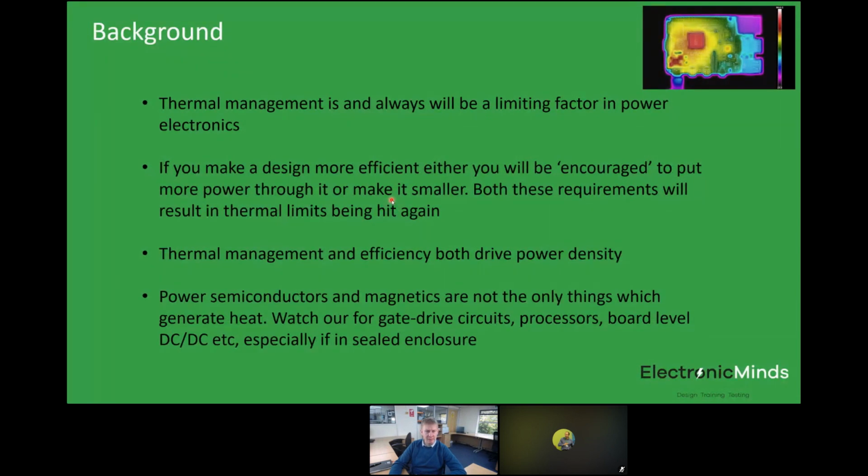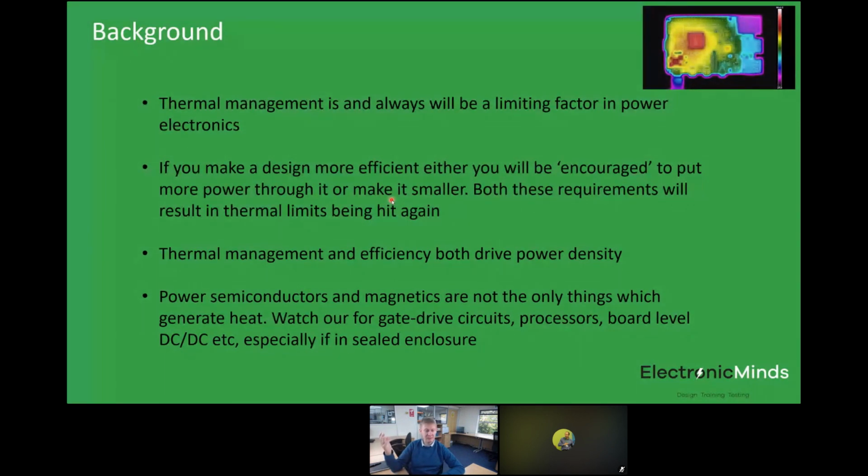One thing to bear in mind, a lot of presentation material and information available focuses on power management in power electronics, specifically for power semiconductors and magnetics, because they're the parts that generate the most heat in the system. So people tend to focus on that. However, you've got to be careful that you don't forget everything else. There's multiple sources of heat generation in any electronic system, including in a power converter.